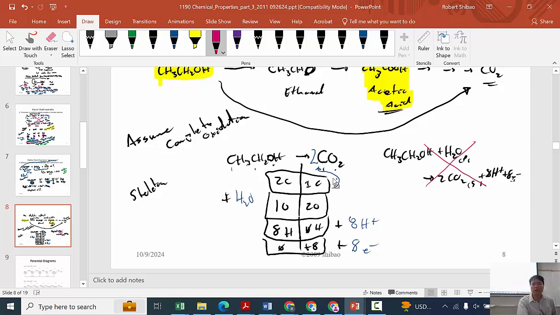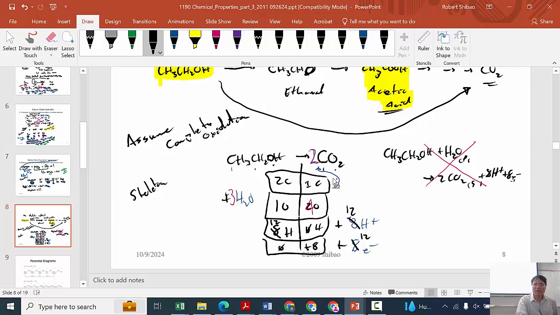I miscounted the oxygens. Here, if I have 2 CO2s, I'm not going to have 2 oxygens. I'm going to have 4 oxygens. And therefore, this has to be 3 H2Os. All right, so let me try that again. If that's 3 H2Os, then I have 3, 6, 6 plus 6 is 12 hydrogens. And that means I need 12 H pluses. If I have 12 H pluses, I'll need 12 electrons.